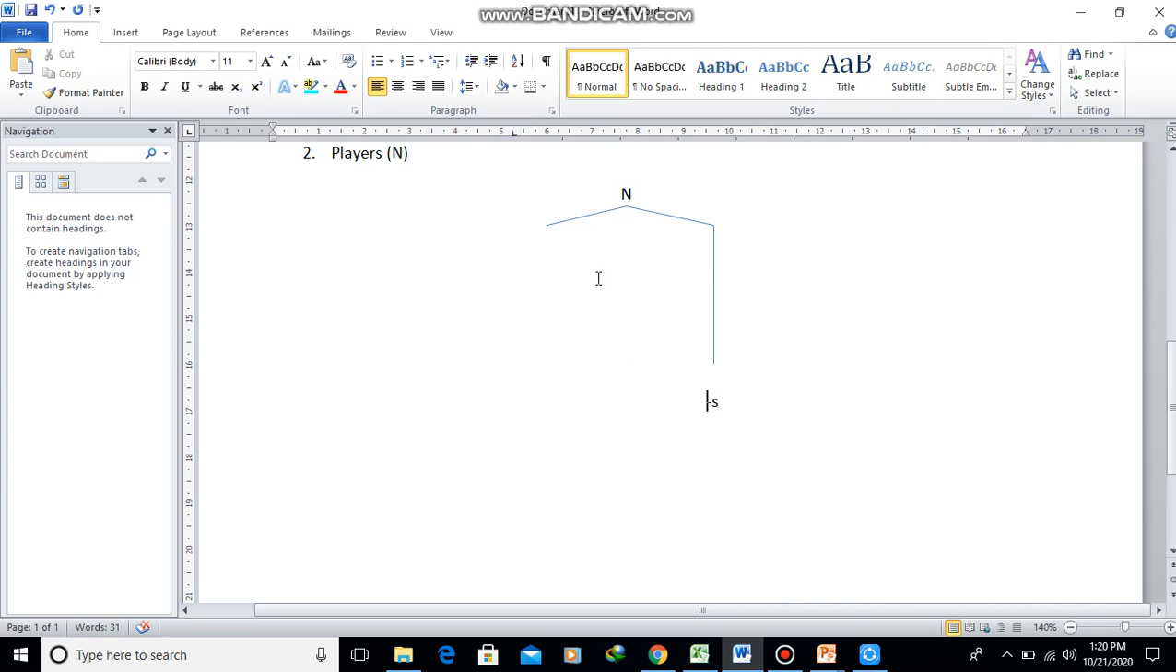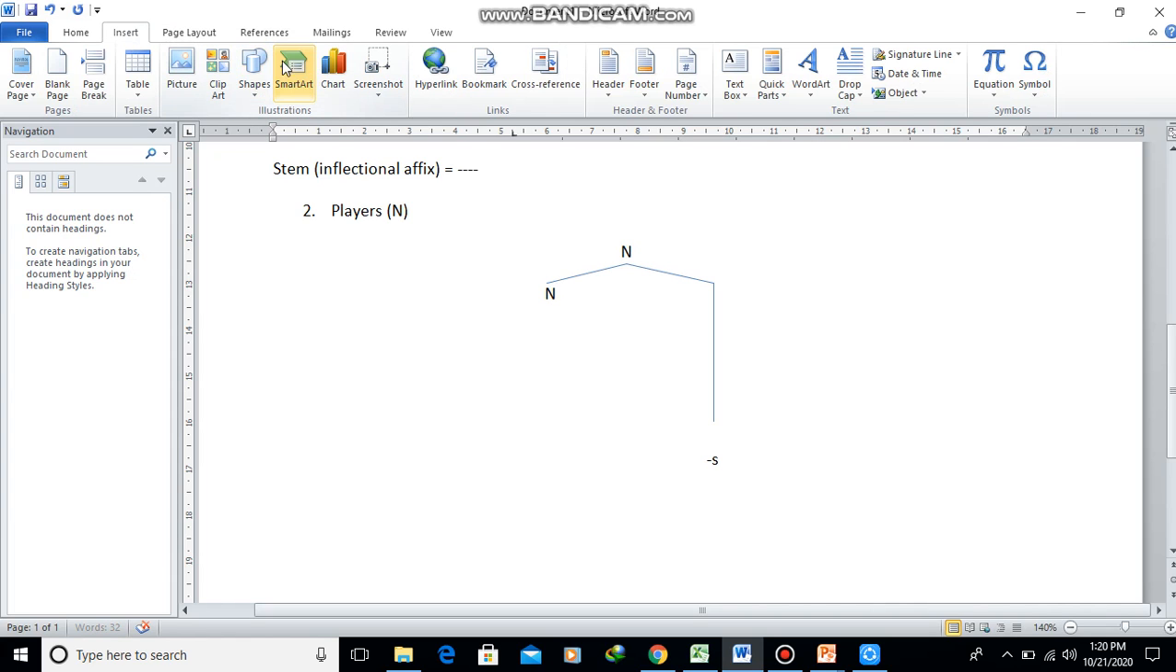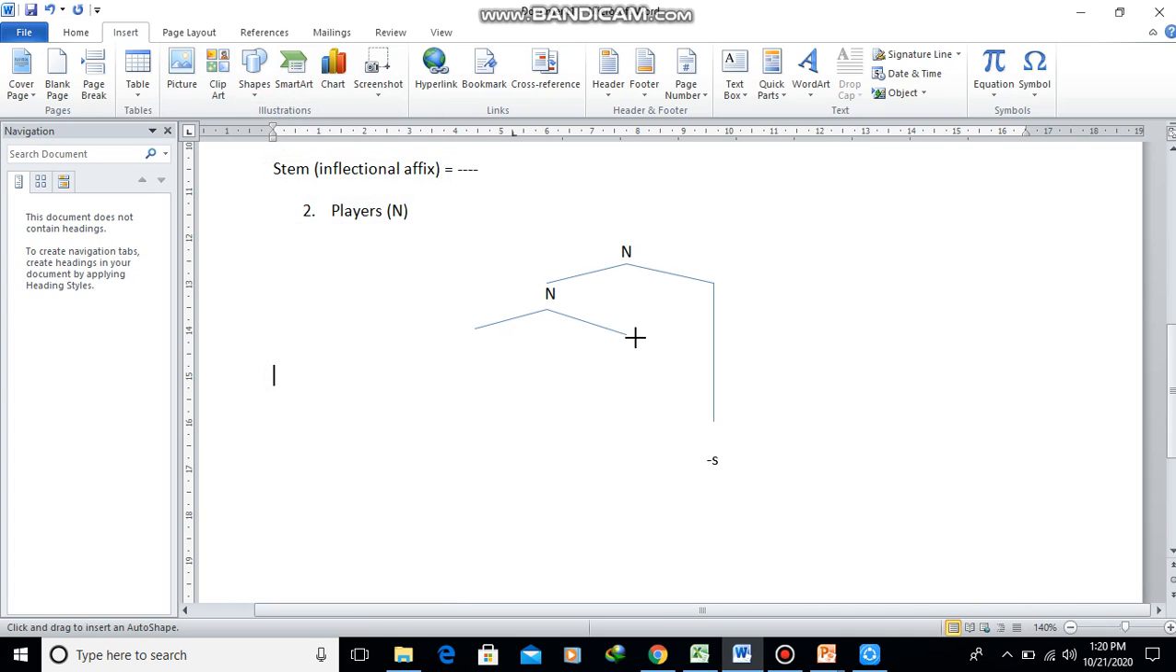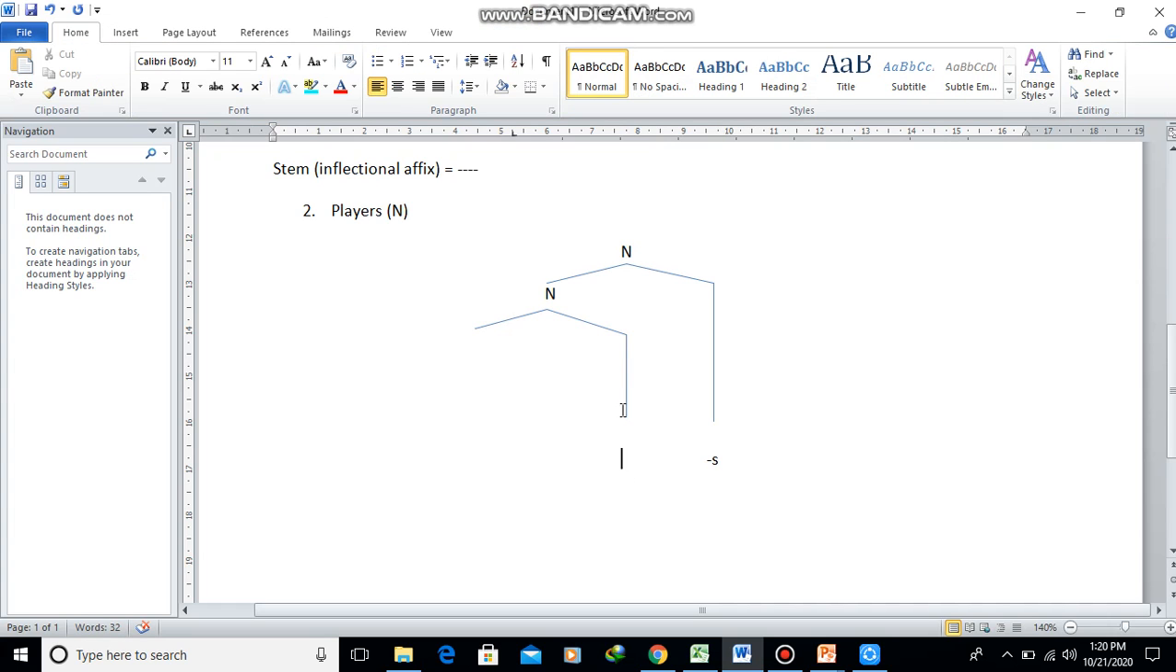Let me write it like this first, and then if I take out the s, which means the base there is player, and player is still a noun, so I write noun here. And then because the word player still has two morphemes, I have to draw another two branches under the noun here. Like this one, and then we draw another branch under the affix part. So here I write er, right? Okay, let's write like this.